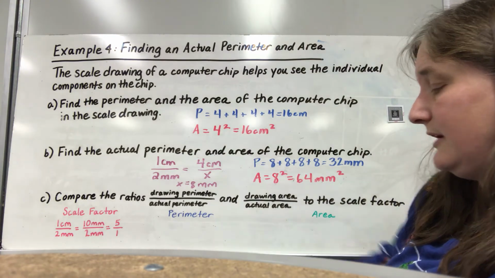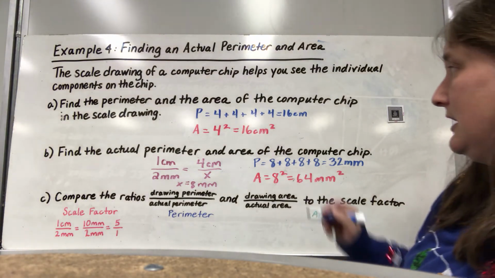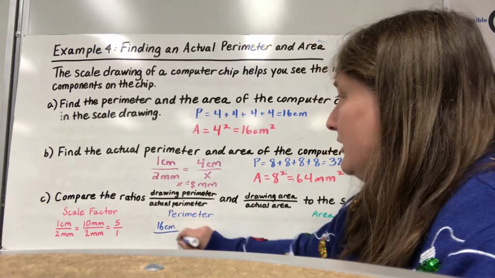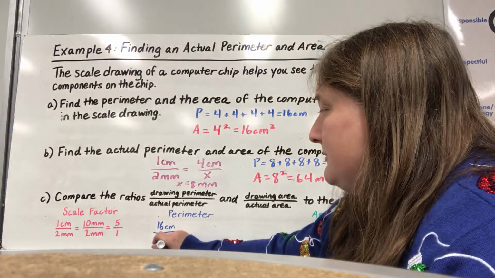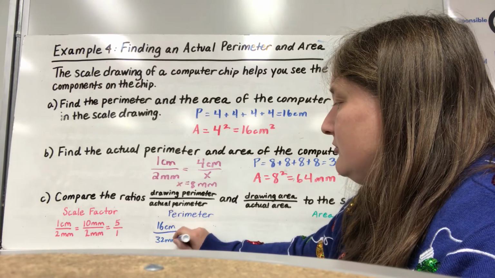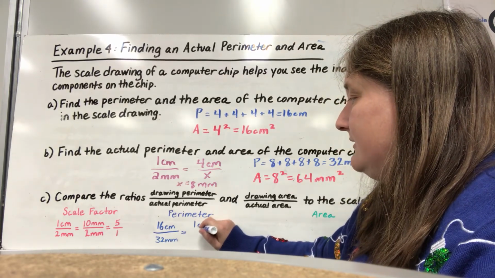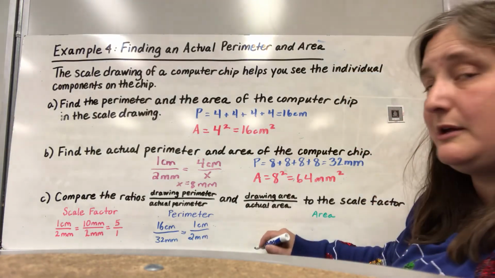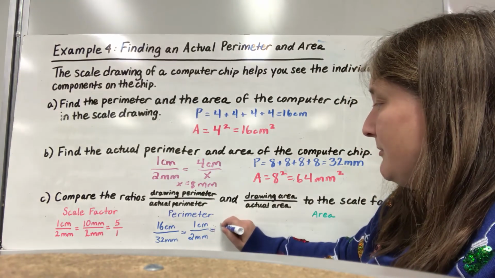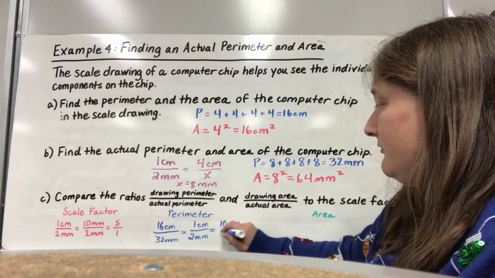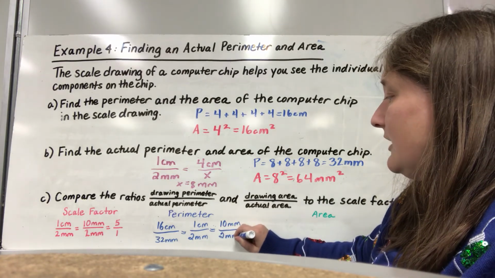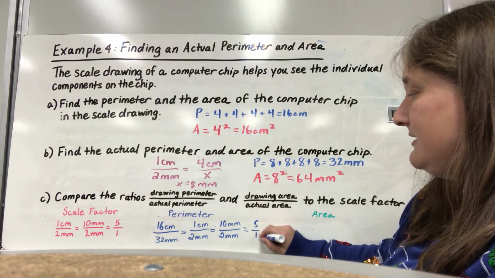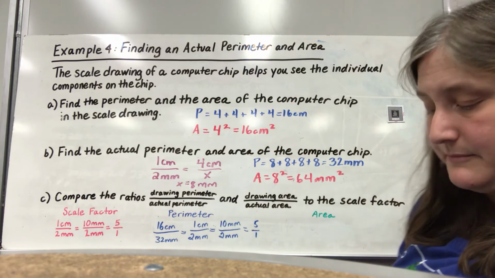We're going to do that same process with our perimeters. So in our drawing, the perimeter was 16 centimeters, and the actual perimeter was 32 millimeters. Now before I do any other work, I'm just going to reduce this to make it easier for myself. So I'm going to divide them both by 16. So I have 1 centimeter to 2 millimeters. Now remember, a centimeter is worth 10 millimeters. Now I can reduce and I can get rid of my labels since they're the same. So it reduces to 5 over 1. And it's the exact same ratio as our scale factor.